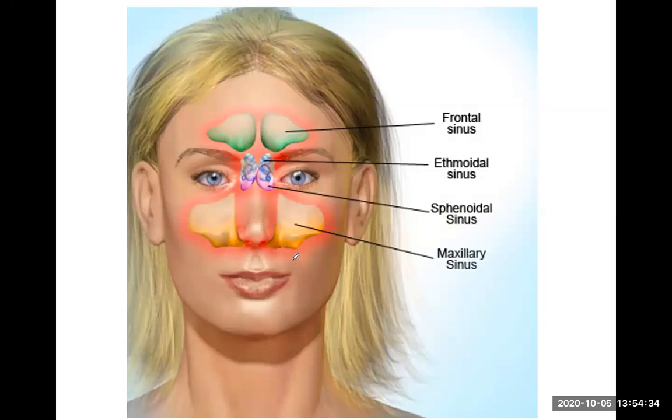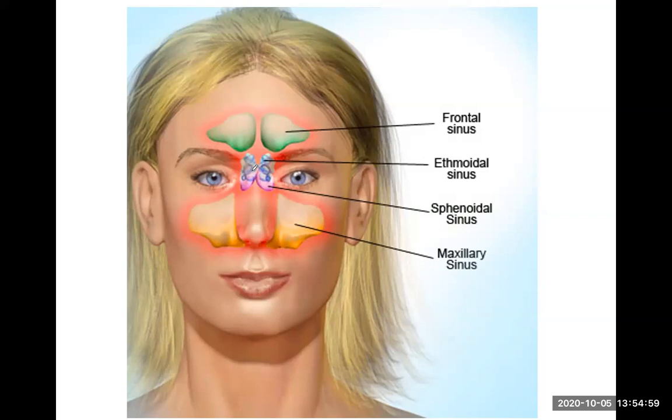As I mentioned, there are 4 sets, and their names are associated with the bone they originate from. So you have the frontal sinuses, the ethmoid sinuses, which is in blue. A little bit below that are your sphenoid sinuses. And as part of your maxilla on either side of your nose, you have your maxillary sinuses.